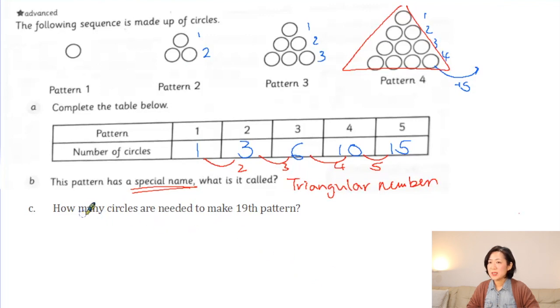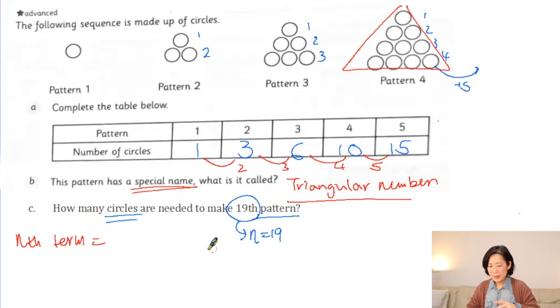Then how many circles are needed to make the 19th pattern? That means your n is 19. That means you add up numbers from 1 to 19, right? What is the sum of the numbers from 1 to 19? You remember the triangular number, and think about the parallelogram. n times (n plus 1), then divide by 2 because it's a triangle, right? Now let's put the number 19 inside the formula.